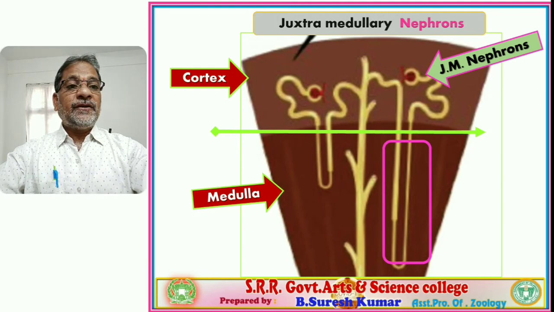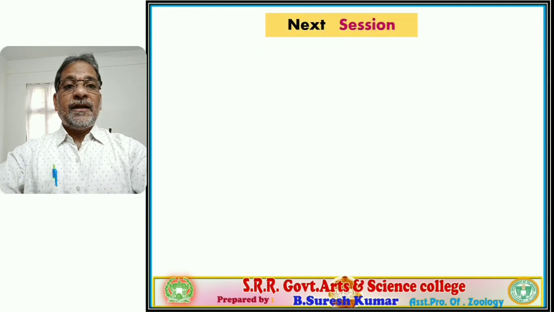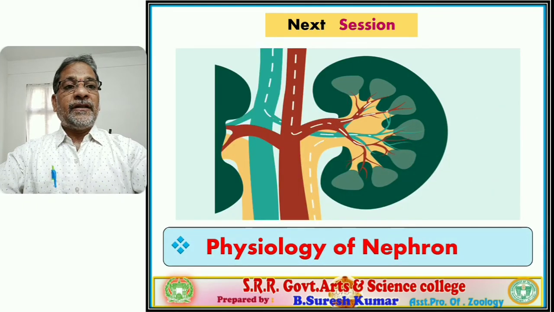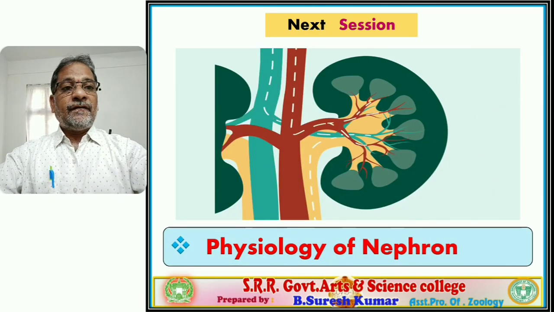You have to trace out the differences between cortical and juxtamedullary nephrons. Asked in entrance examinations. Next session we are going to discuss urine formation, otherwise physiology of nephron.